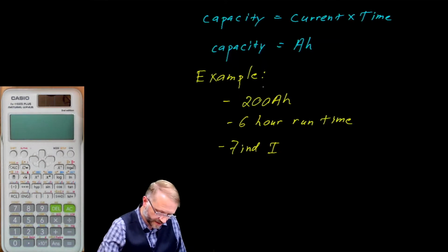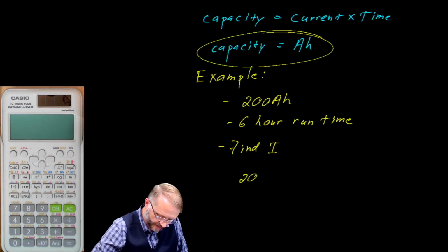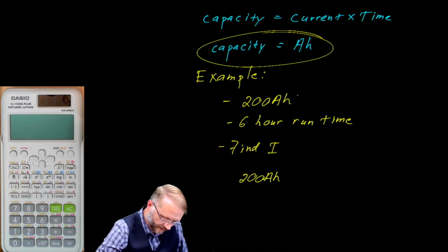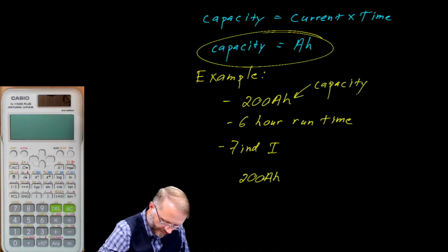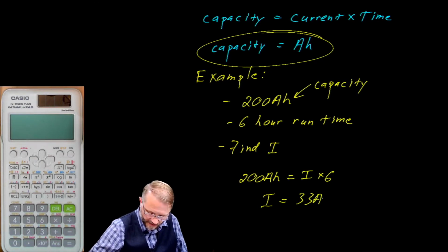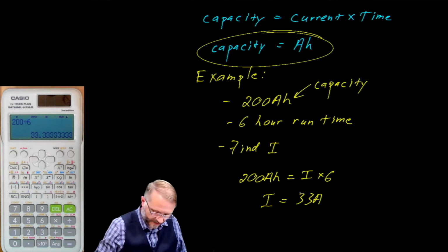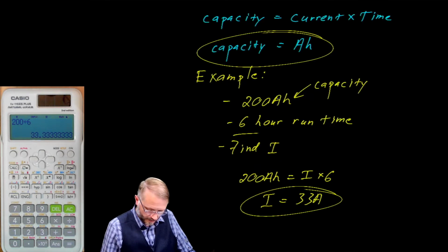I think that's pretty easy. We'll use this equation here. Capacity is equal to the amp hours. In this case, 200 amp hours. Right? So that was the capacity, right? So 200 amp hours is equal to the unknown current by 6. So in this case, we would solve for the current, which is equal to 33 amps. Let's double check that. So 200 divided by 6, and sure enough, there you go, 33 amps. All right, that's the review.